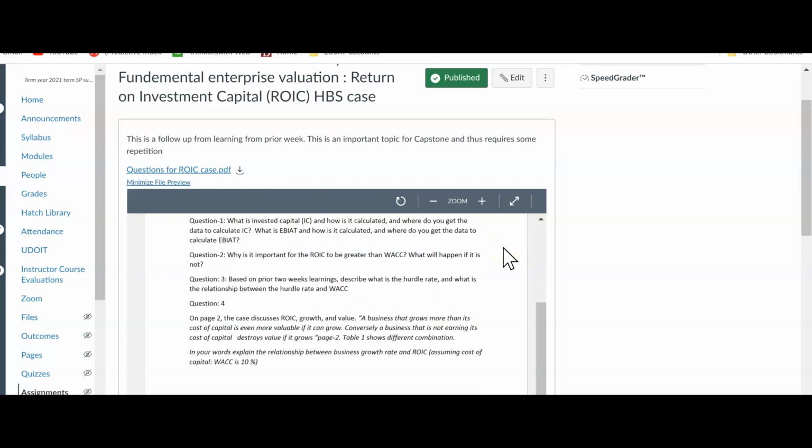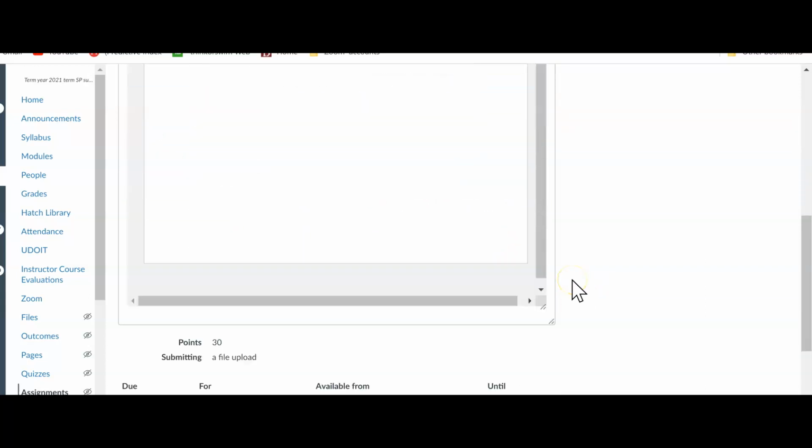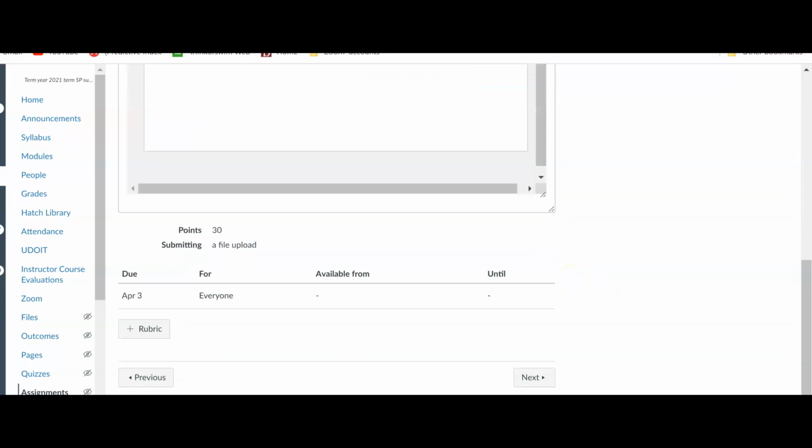There are 4 questions, and you're going to answer them. As far as the format, you're basically answering the question. If you are going to cite a source, then you cite a source, but other than that, you can keep it simple. Here are the 4 questions you are going to answer, and that's really going to solidify your knowledge about what WACC is, what ROIC is, and more importantly, the connectivity there.